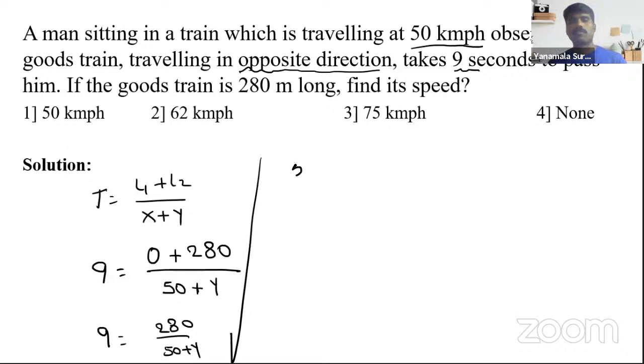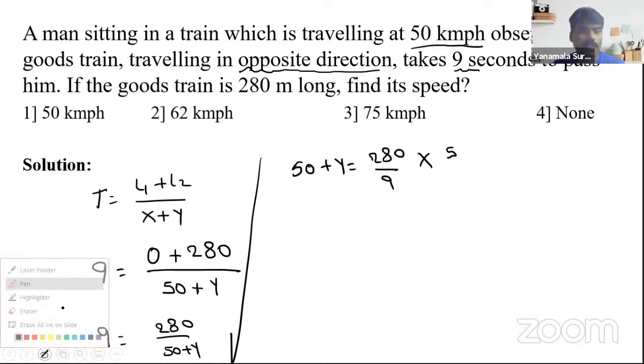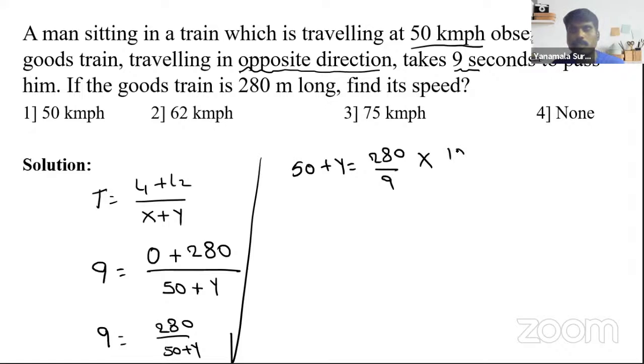So 50 plus y equal to 280 divided by 9. See, the numerator is in terms of meters and the denominator is in terms of seconds. So conversion is required. So into 18 divided by 5, we need to multiply. Why? Because you are converting meters per second to kilometers per hour. Then 9 ones are 9, 9 twos are 18, 5 fives are 25, 5 sixes are 30... Now 56 into 2, 112.